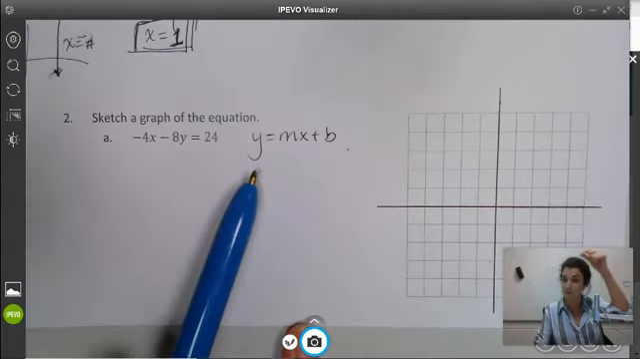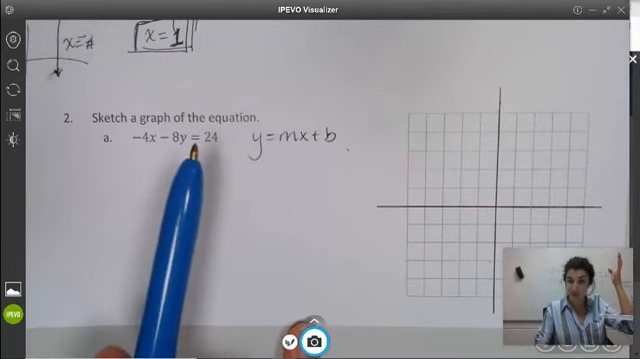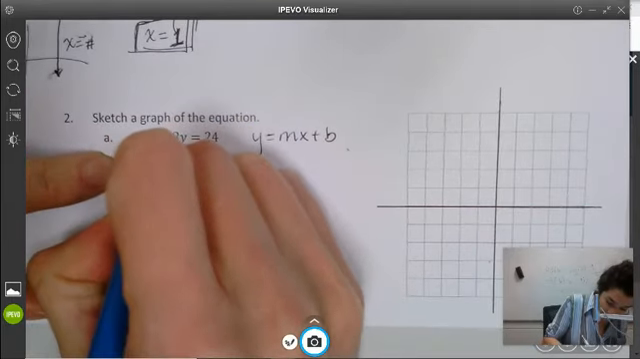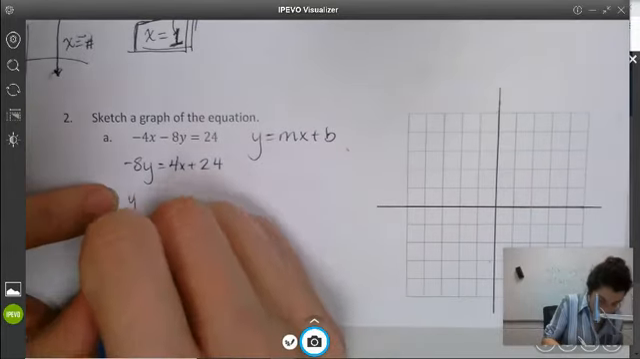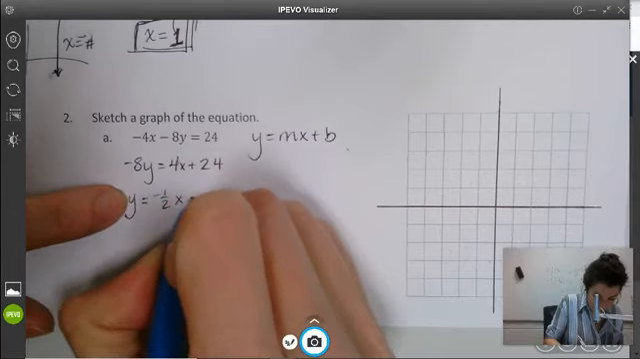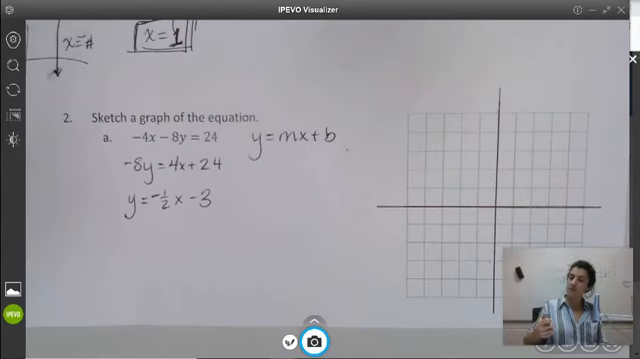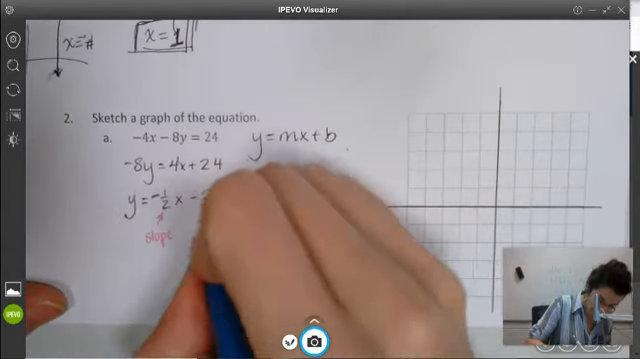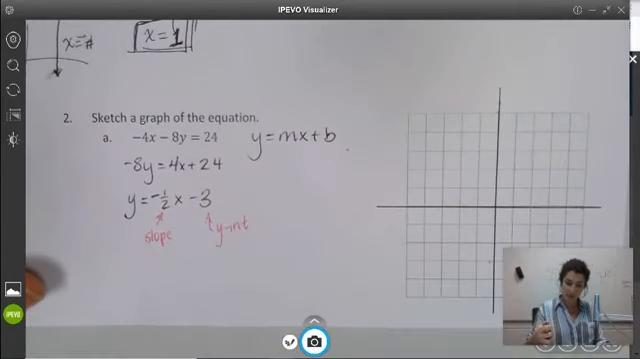So we have a point and then a slope, and then we can just put those points where we want them. So I'm going to isolate for y, is pretty much everything that I'm doing here. So I'm going to add 4x to both sides. Negative 8y equals 4x plus 24. I'm going to divide everything by negative 8. Y equals 4 over negative 8, which simplifies down to negative 1/2 x minus 3. So I know that my slope is negative 1/2, and my y-intercept is negative 3.